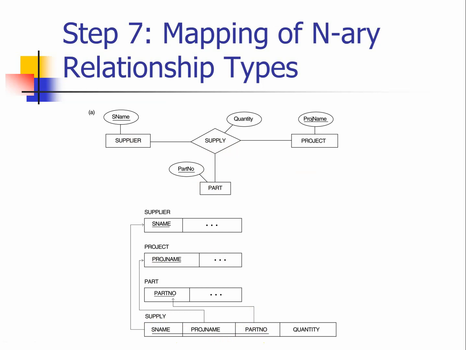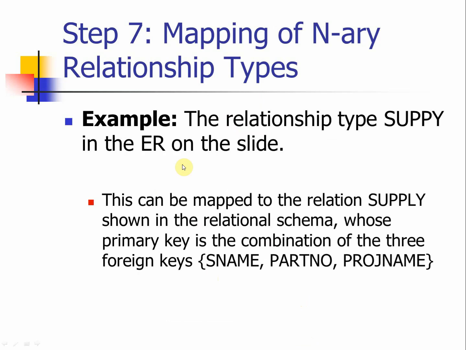the combination of the 3 primary keys. And then every single one of those will form a foreign key linking back to the original one. If there are any attributes that come with this relationship, we also need to include them. So this is how we are able to convert the unary relationship. This is exactly what we have said. This maps to the relation supply, which shows all of these things. The primary key is S name, part number, project name.